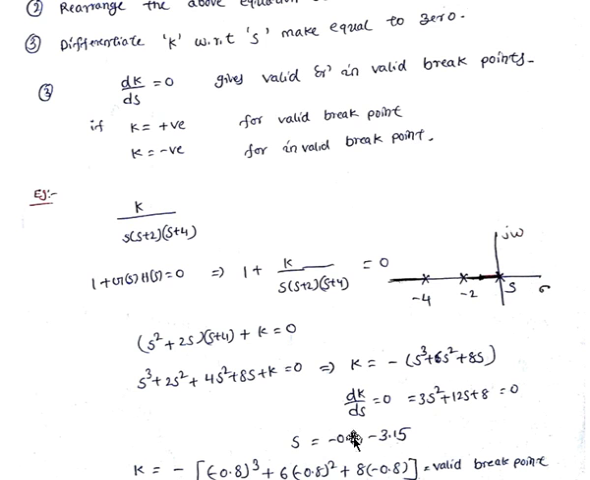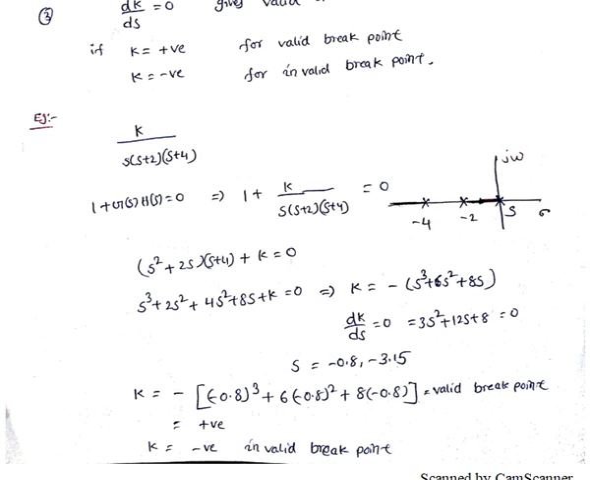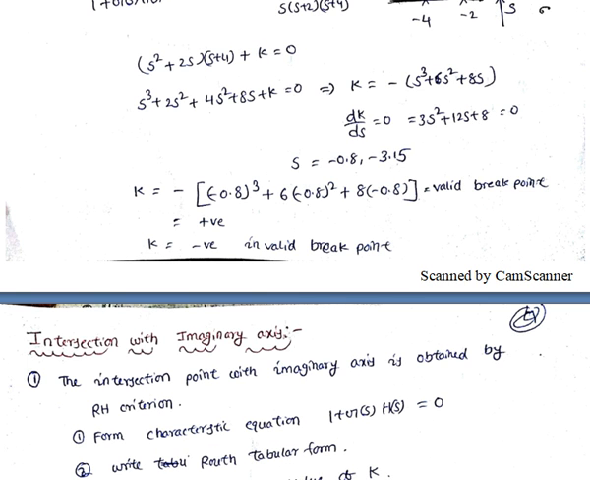Now substitute these two values in the original K equation. If K is positive, it is a valid breakpoint. Substituting s equal to minus 0.8, K is positive, so it is a valid breakpoint. In the same manner, substituting s equal to minus 3.2, we get K negative, so it is an invalid breakpoint.